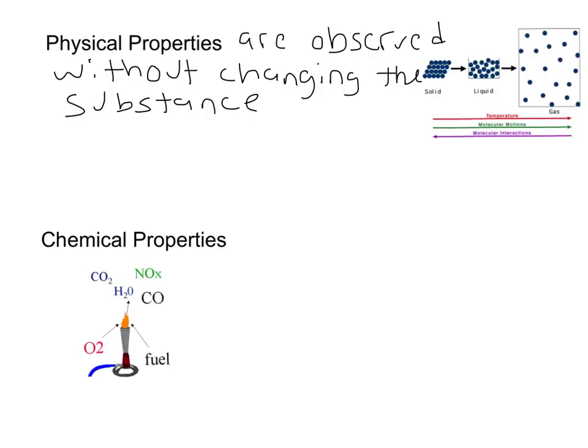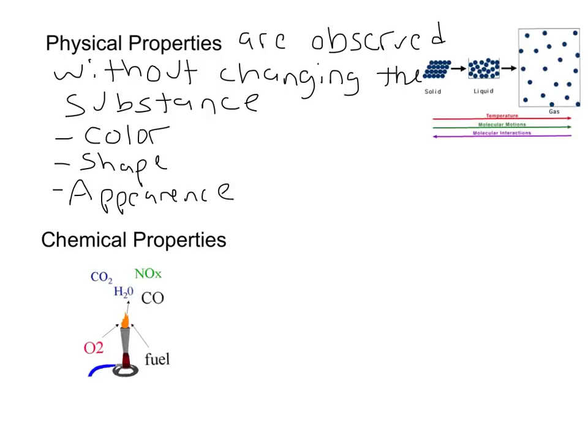So I can look at Mr. Hunter's shirt today. He's wearing a black shirt. I just observed the color. That would be a physical property. Yep, there we have color so far. I can look at something and say its shape. Now my pen is a cylinder. That is a physical property. The appearance of something, it looks shiny. Physical property.